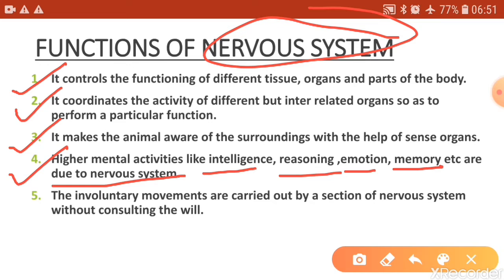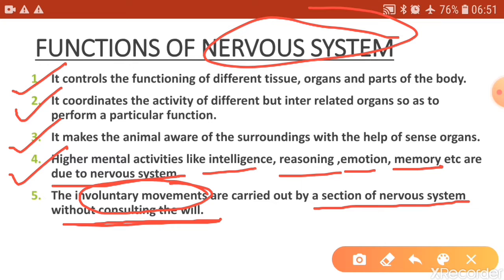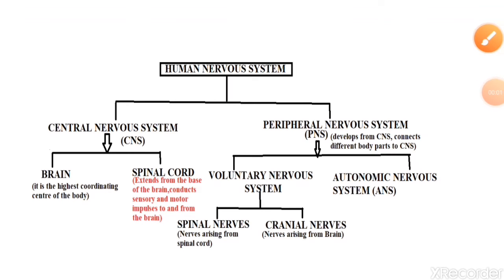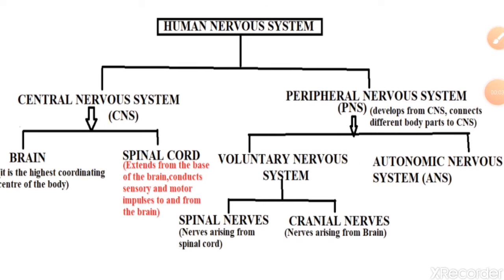The nervous system also performs certain activities without consulting our will. Those activities are done without making us aware that they are happening. For example, your breathing at present, your heart beating. All these are involuntary, and the food that you might have eaten is being passed down through the alimentary canal by peristalsis. These are all examples of involuntary movements, and they are carried out by a section of the nervous system without consulting the will.